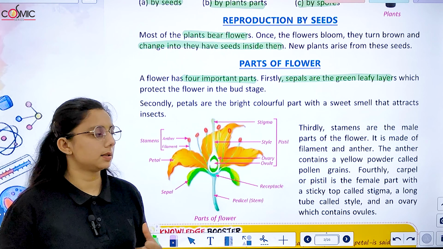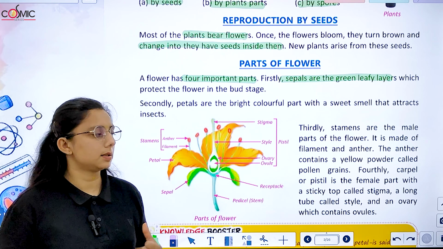Now, secondly, we have petals. What are petals? Petals are bright colored parts. This is your petal. Their smell is very sweet, which attracts insects and so on. Thirdly, we have stamens.